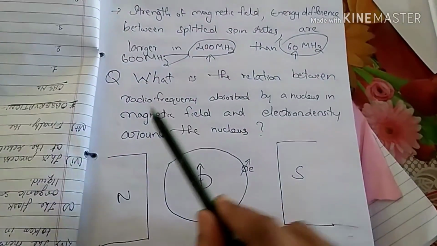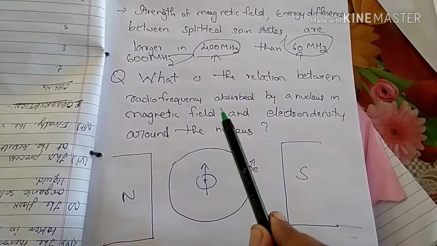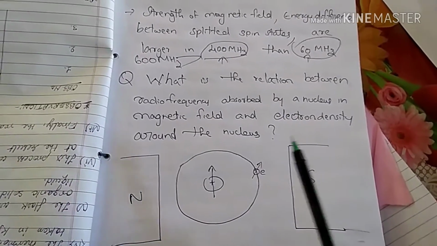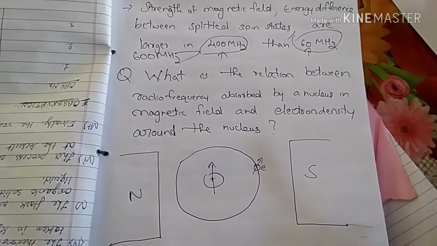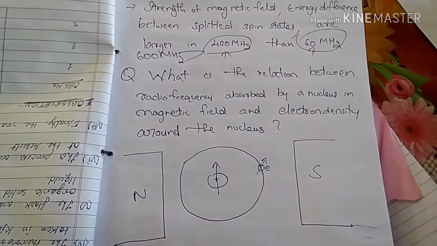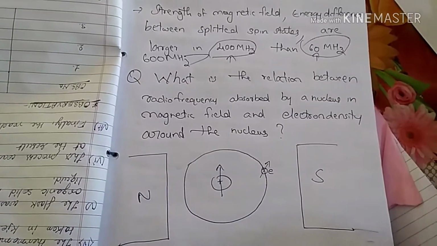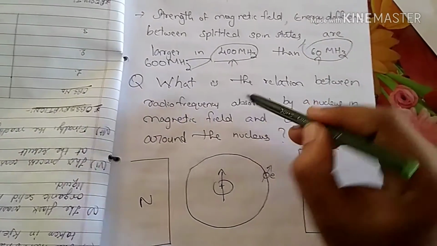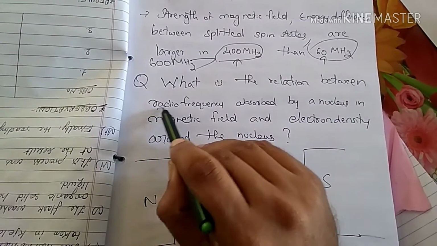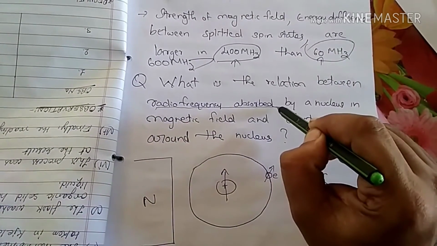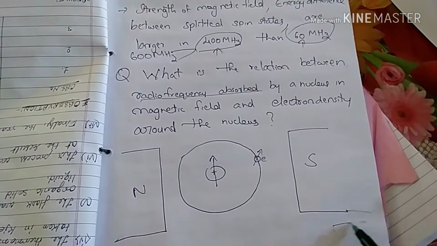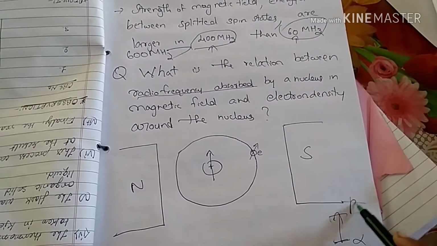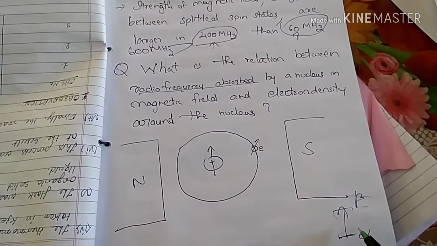Next question. What is the relation between the radio frequency absorbed by a nucleus in a magnetic field and the electron density around the nucleus? If there is a relation, please tell the relation. What is the relation between the radio frequency absorbed? When the radio frequency is absorbed, we know a split spin state is forming, and then only the radio frequency will be absorbed between the alpha spin state and the beta spin state, which is called the split spin state.